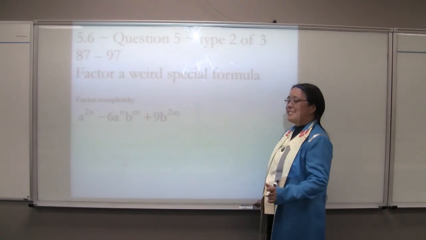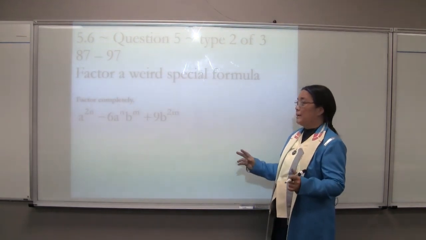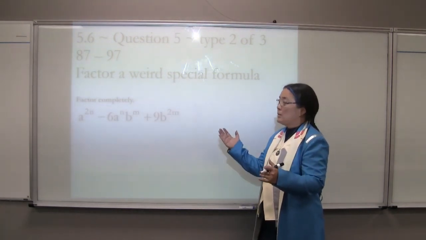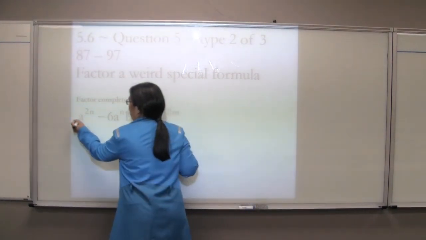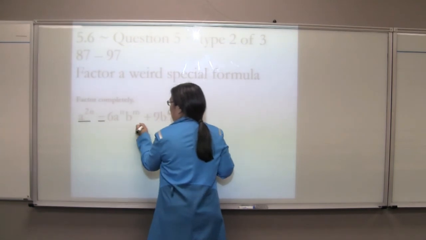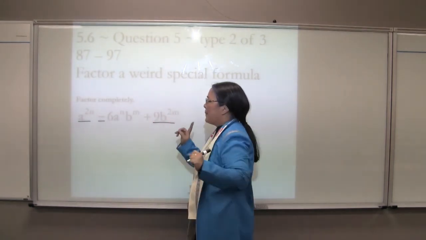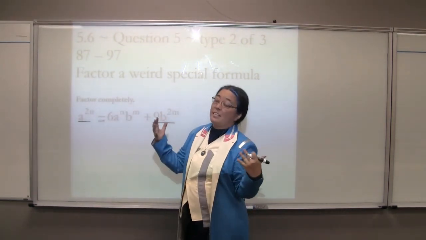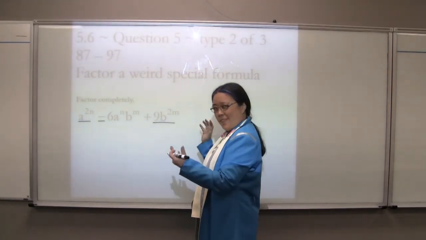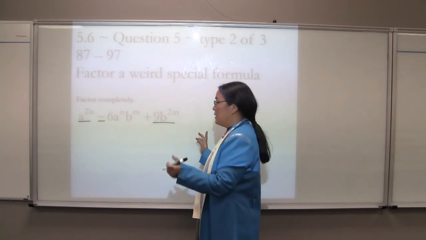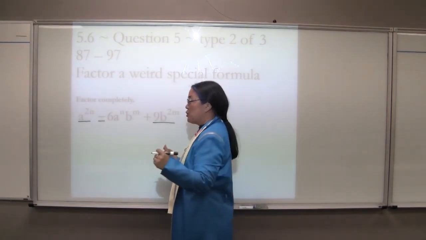Chapter 5, Section 6, Question 5, Type 2 of 3. So on the last slide, we did a difference of squares. This is a perfect square trinomial. And remember that we can look here, here, and here. This is only pretty much guaranteed in Chapter 5, Section 6, because this is special factoring formulas. This is a special factoring formula. Otherwise, you would actually have to double check it.